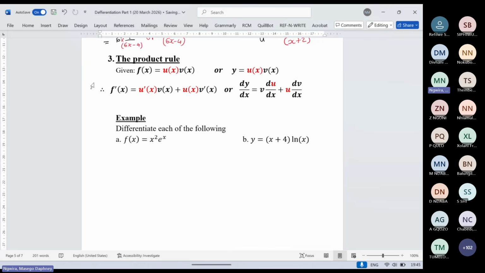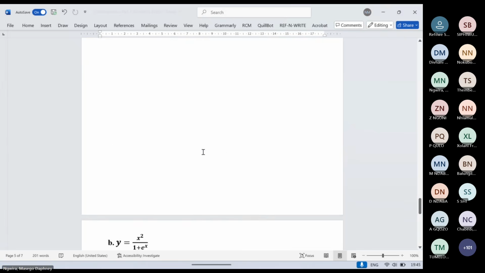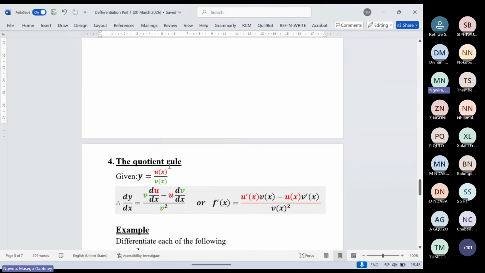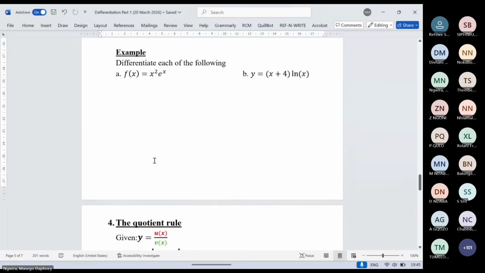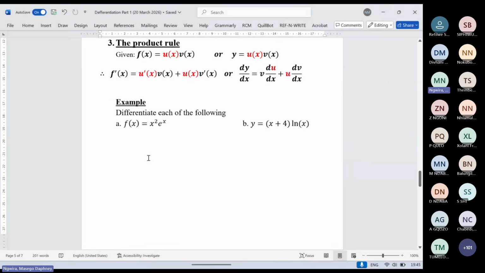But let me do only the product rule because it's too long. I will continue with the quotient rule when we meet because I feel like it's too long. Ne? So I'm just going to do the product rule. I'm going to do what I've been doing.